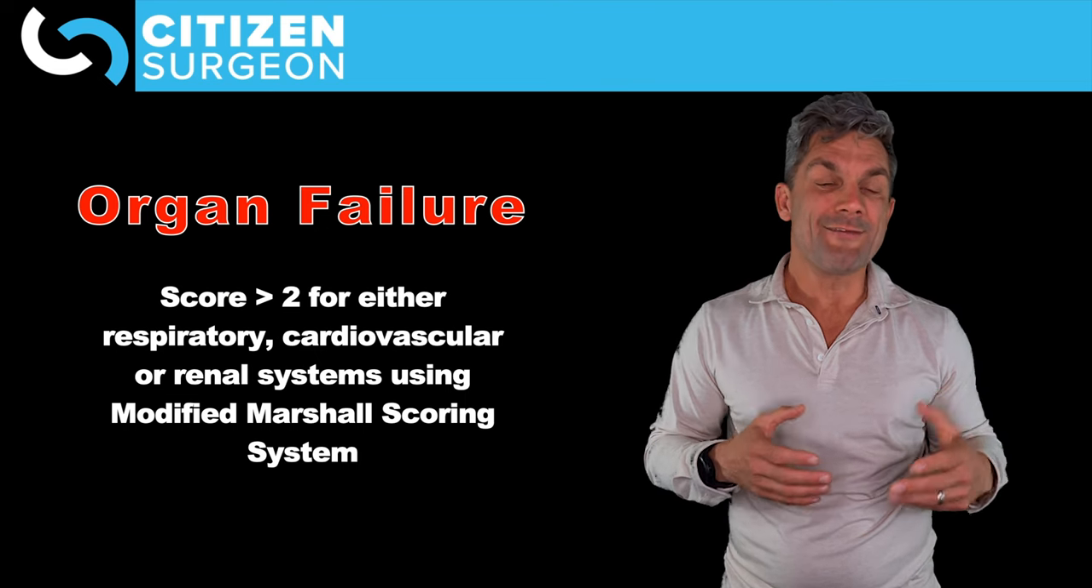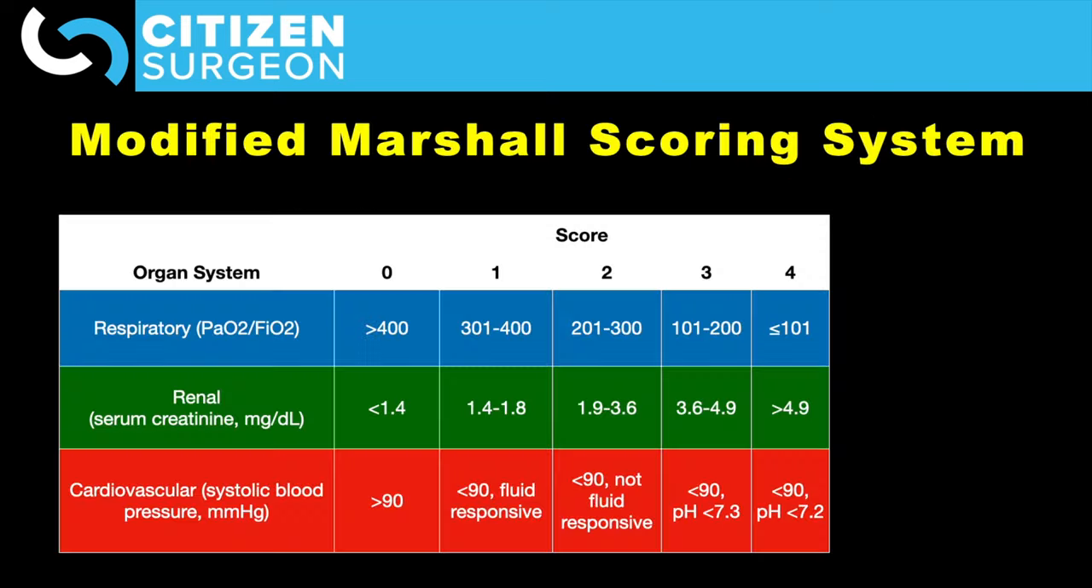So what is the modified Marshall scoring system? Well, I got that right here. If you check this table out, you can see that we're gonna use 3 systems. So the cardiac system, the renal system, and the respiratory system. Well, let's look at respiratory first. We get a score based on the PaO2 to FiO2 ratio. And as that goes down, which indicates more support, we're gonna have an increasing score.